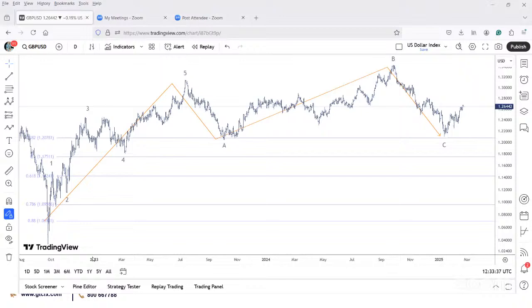So the pound's long-term story is on the north side.